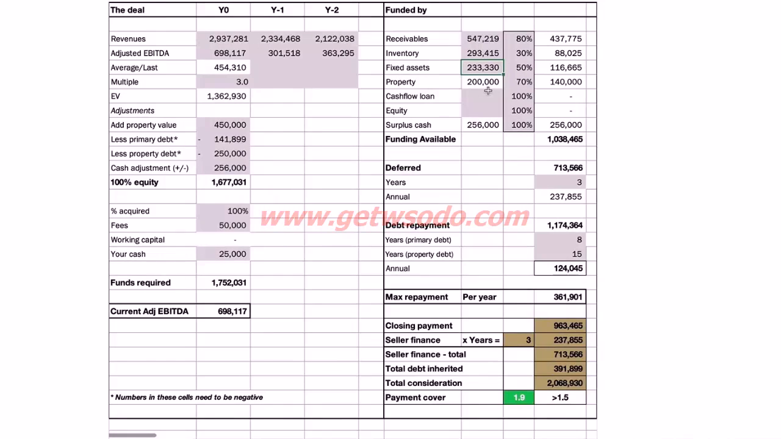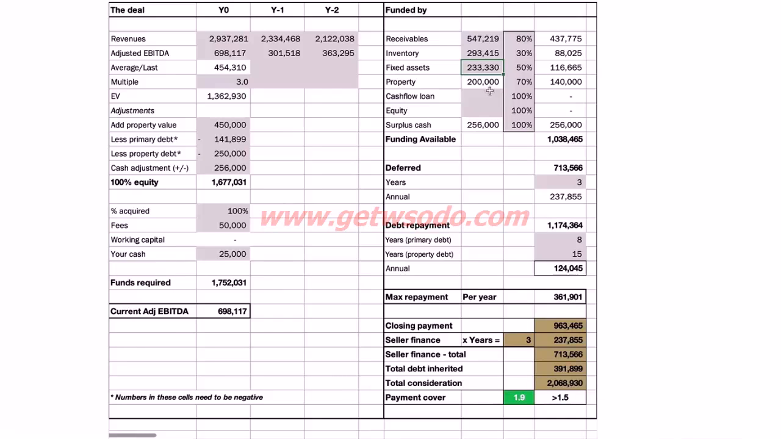Now, just a little word of caution on this. Some of the funding in the business may be secured against those fixed assets already. So we might need to tweak these numbers a little bit later. But for now, I'm going to assume I can borrow the full 50% on the $233,000.